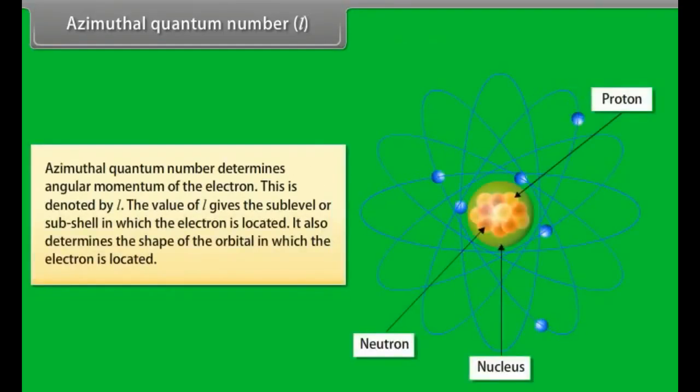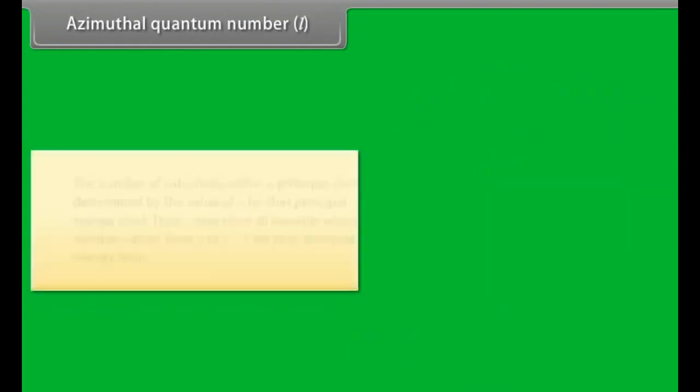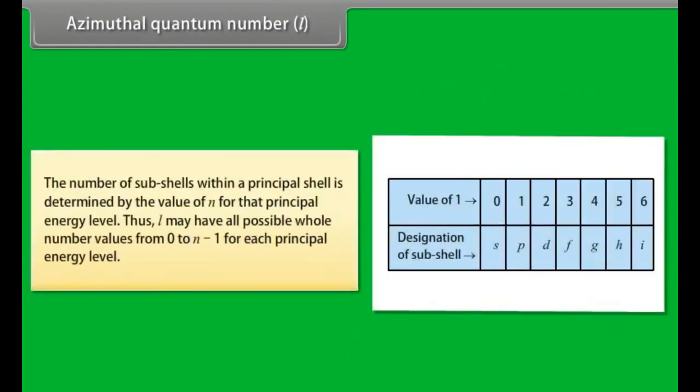Azimuthal quantum number l. The azimuthal quantum number determines the angular momentum of the electron. This is denoted by l. The value of l gives the sublevel or subshell in which the electron is located. It also determines the shape of the orbital in which the electron is located. The number of subshells within a principal shell is determined by the value of n for that principal energy level. Thus, l may have all possible whole number values from 0 to n−1 for each principal energy level.